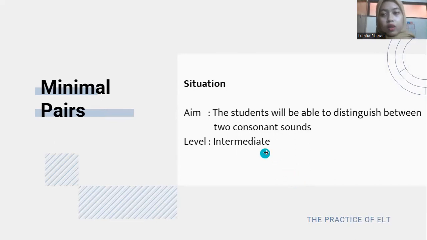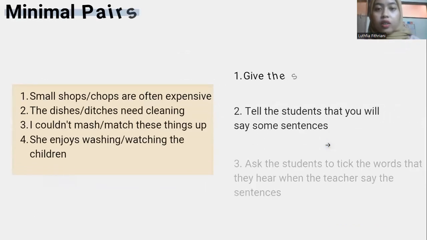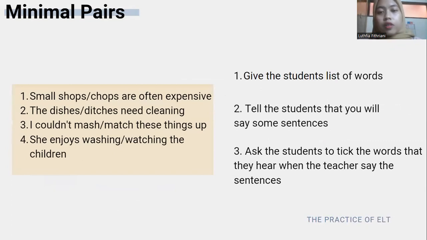So this is the simulation. Imagine that we will teach intermediate students and the aim of the lesson is that the students will be able to distinguish between two consonant sounds. And here are the steps. First, give the students a list of words. This is the example of the list.